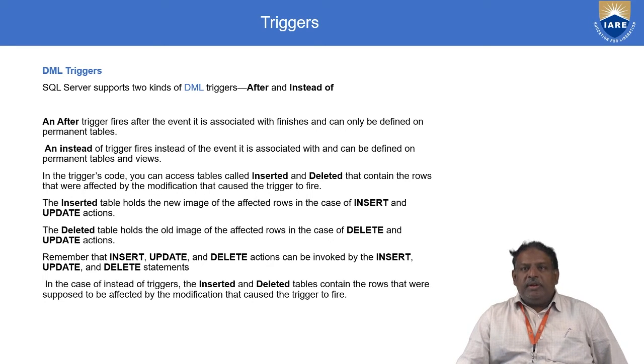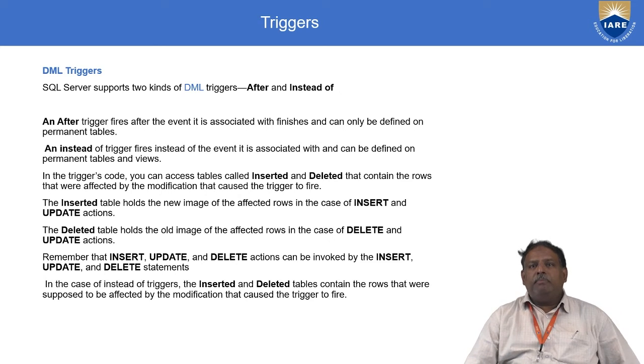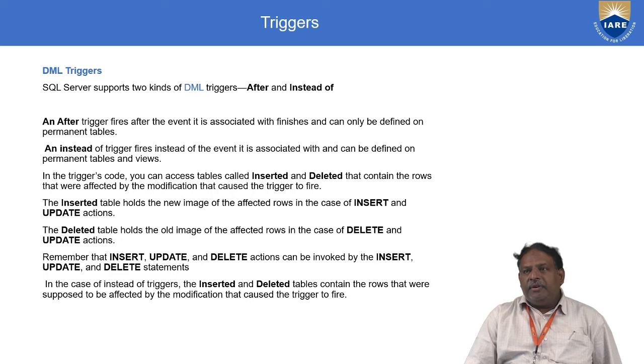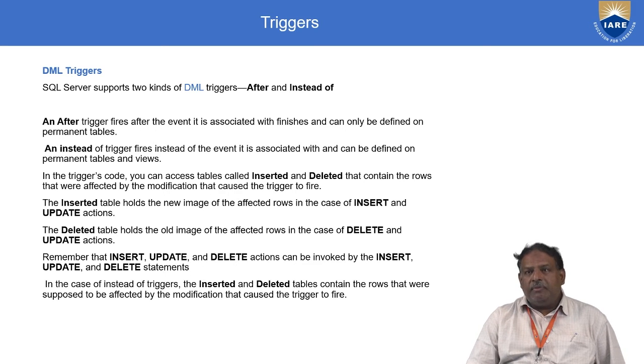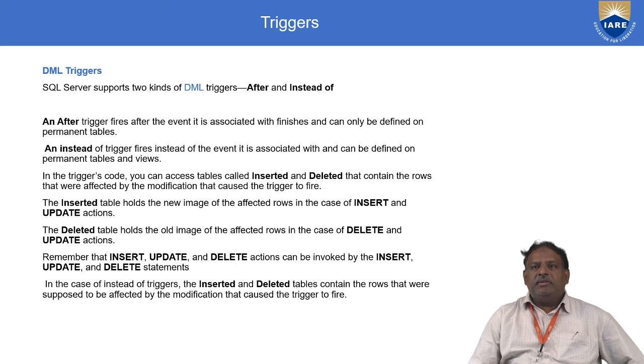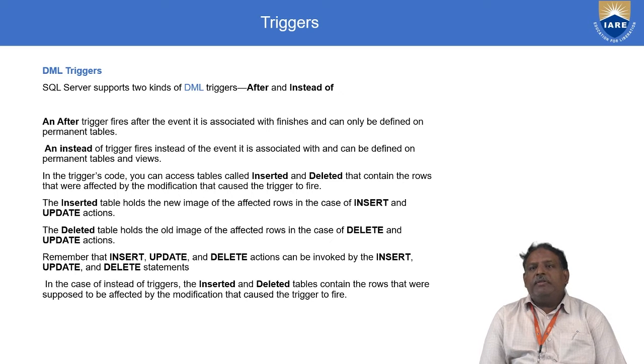An instead of trigger fires instead of the event it is associated with, and can be defined on permanent tables and views. An after trigger will fire after the event has been completed, whereas an instead of trigger will fire instead of the event which it is linked to. We'll see the example. In the trigger code, you can access tables called inserted and deleted that contain the rows that will be affected by the modification that caused the trigger to happen. Whenever we insert, update or delete, there are two memory tables called inserted and deleted. These contain the rows which are affected, before and after. We'll see that later.